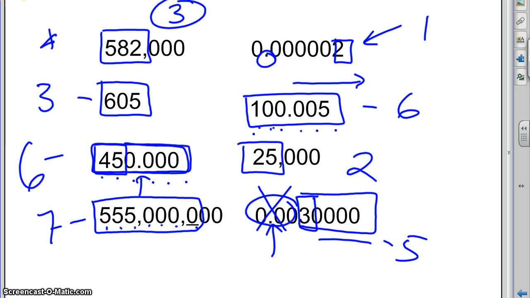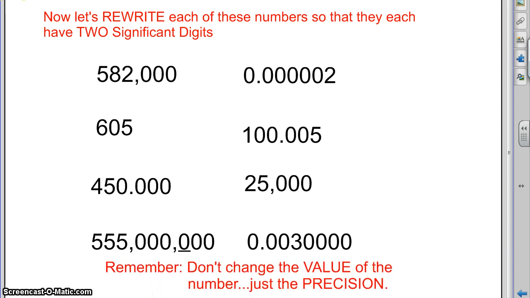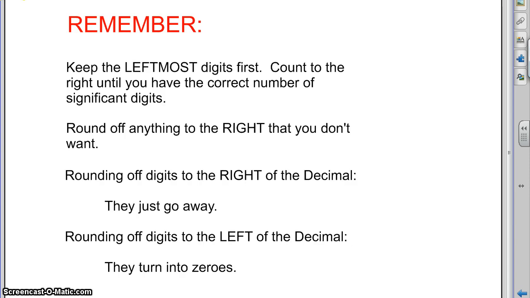So what do I mean about rounding? Well, let's take the same group of numbers, and now let's round them so that we have 2 significant digits. We're just basically going to rewrite these numbers and have exactly 2 significant digits in each one of them. So how would we do that? Well, let's just follow the rules of rounding. The way that you round things is you're going to keep the leftmost digits first, and then you can count to the right until you have the correct number of significant digits, the number you want. Now we'll get into the next lesson about how we determine how many we want, but for now we're just going to assume that we always want 2 and see how to do that.